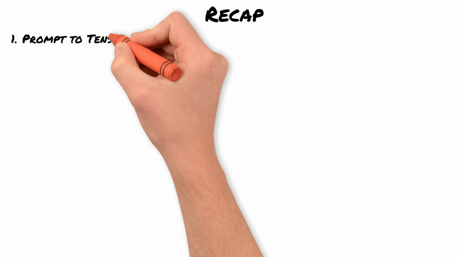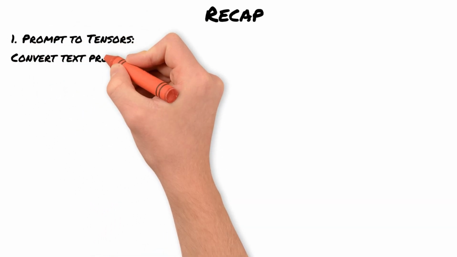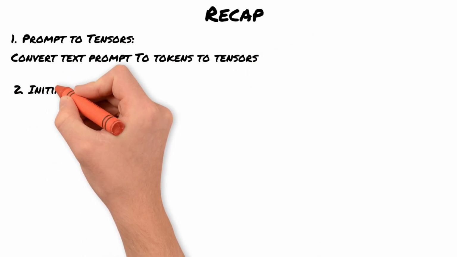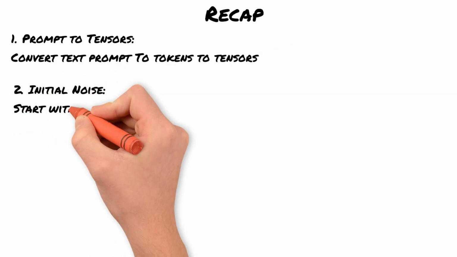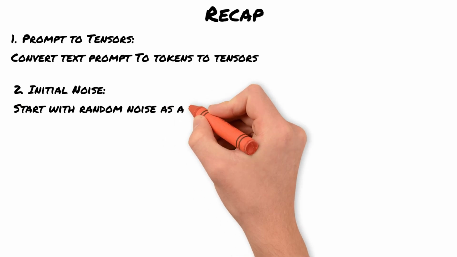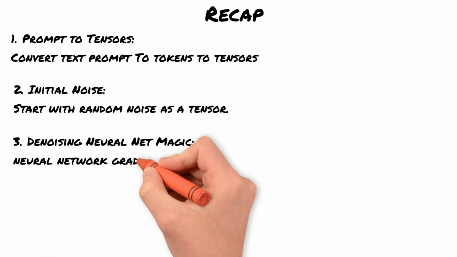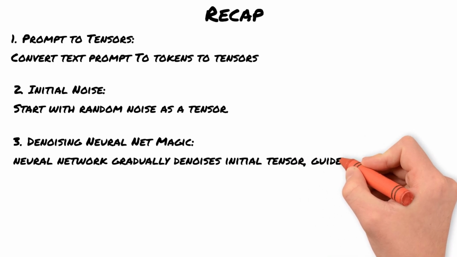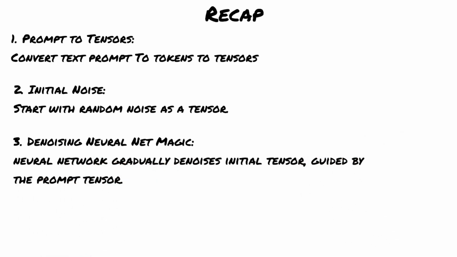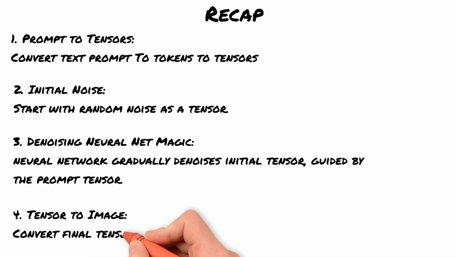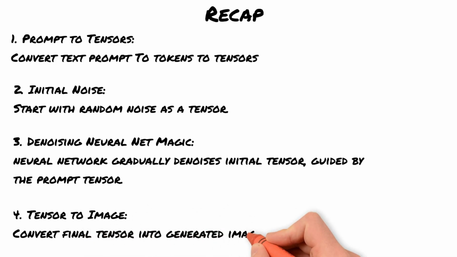Let's recap. First, we'll take a text prompt and convert it to tensors with tokens. Then, we'll start with random noise as a tensor. The neural network will then gradually denoise the initial tensor in a series of steps guided by the prompt tensor. Last, we'll convert this final tensor into a generated image.